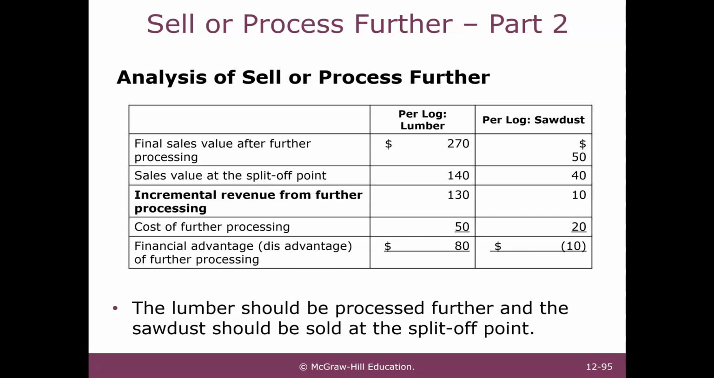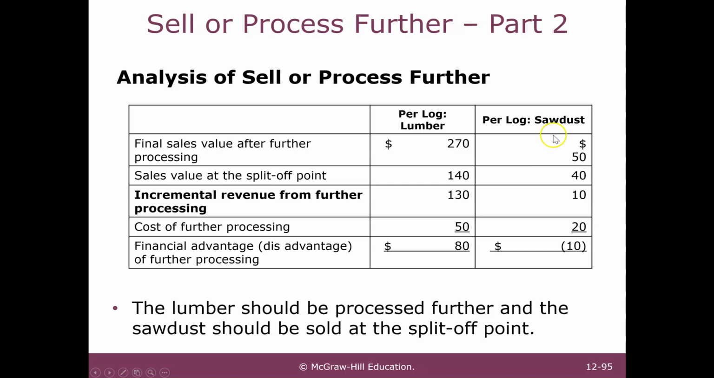The revenue that will be added if they process the lumber further is $130. The cost of further processing is $50. So they have a financial advantage of $80 if they process the lumber further. On the other hand, the sawdust has a sales value of $40, and that's a $10 increase. That's a $10 incremental revenue. The cost of further processing is $20, which leaves a financial disadvantage of $10.